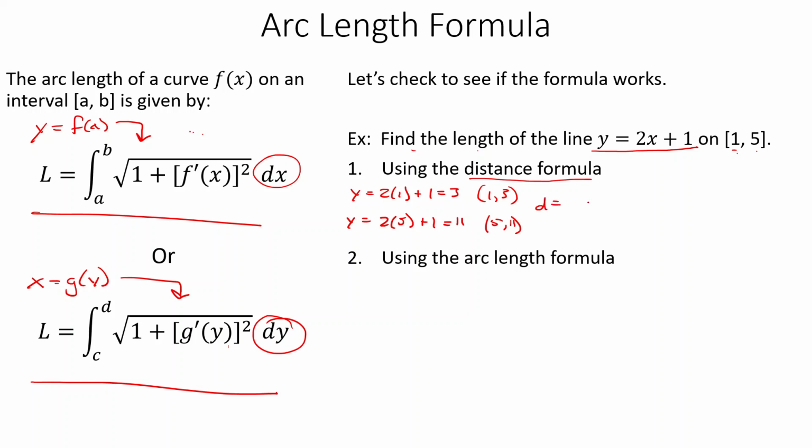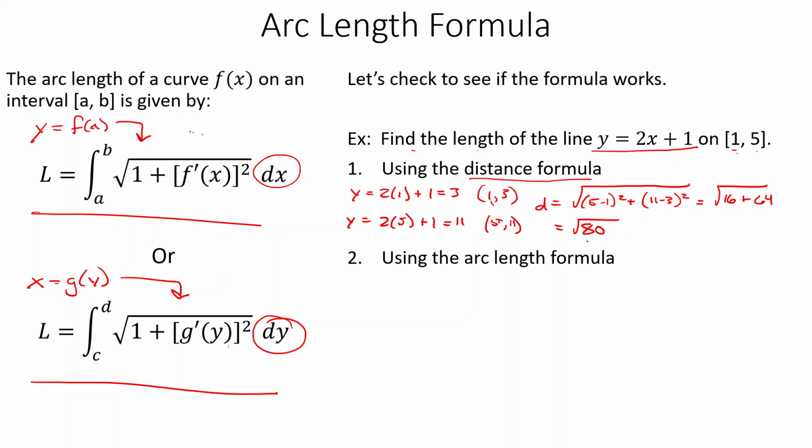The distance formula would be the square root of the difference of the x's, 5 minus 1 squared, plus the difference of the y's, 11 minus 3 squared. So we get the square root of 4 squared, which is 16, plus 8 squared, which is 64. So the distance is the square root of, let's see, that's 80.